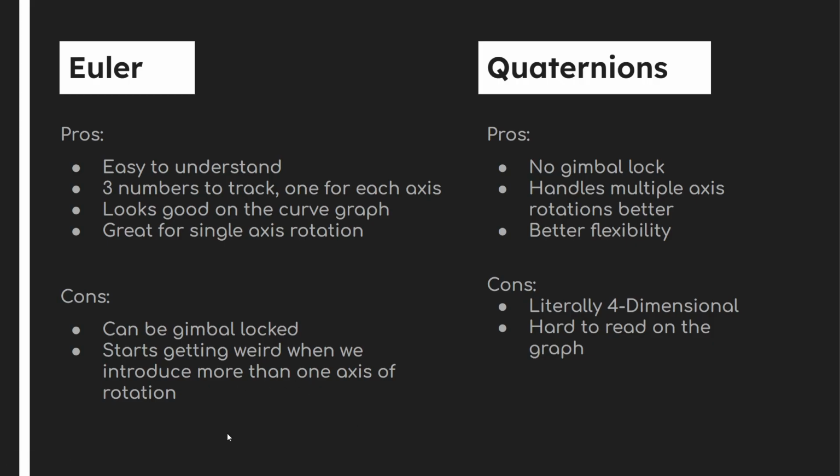It starts to get weird when you introduce more than one axis of rotation though. And then Quaternions have no gimbal lock, handle multiple axis rotation better, and have better flexibility overall. The con is that it's literally 4-dimensional, so it's in WXYZ, and that makes it hard to read on the graph.